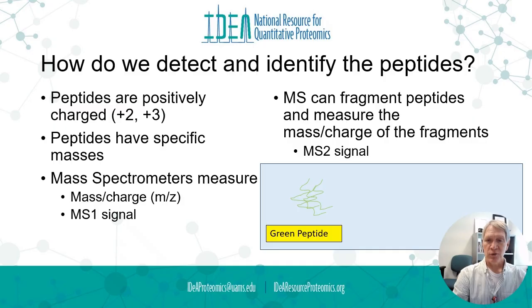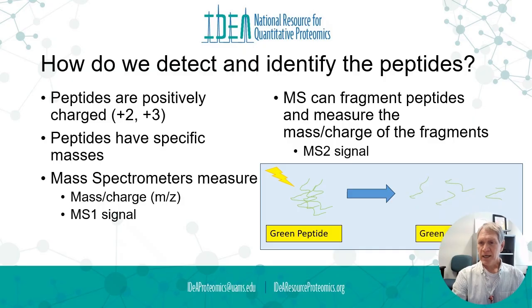So for instance, that green peptide that we just separated by chromatography, we're going to hit it with some energy. It's called collision-induced dissociation. And it's going to cause fragments to form of that green peptide. So each one of these little peptides here is a fragment of the larger green peptide.